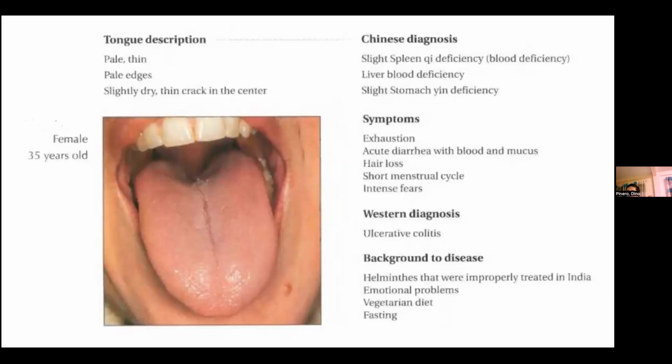Next patient, we have a female, 35 years old. Ang tongue ng patient is pale and thin, indicating that there is a slight spleen chi deficiency or blood deficiency. Meron din siyang pale edges, which indicate a liver blood deficiency, and a slightly dry, thin crack in the center. So, tignan po natin yung picture. May crack po dito sa may middle, indicating that there is slight stomach yin deficiency.